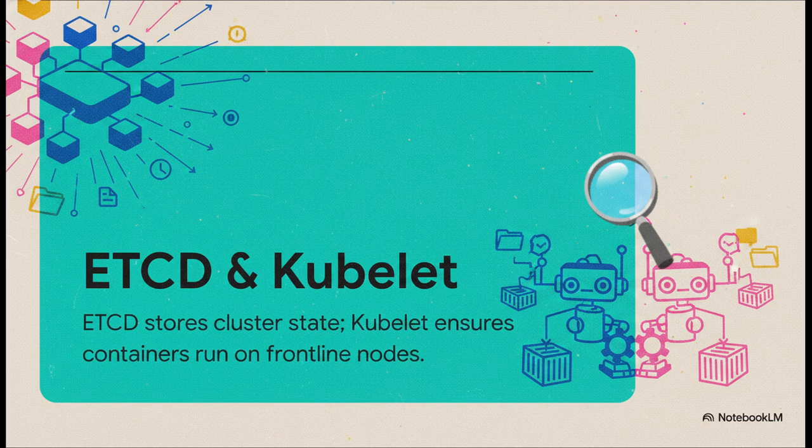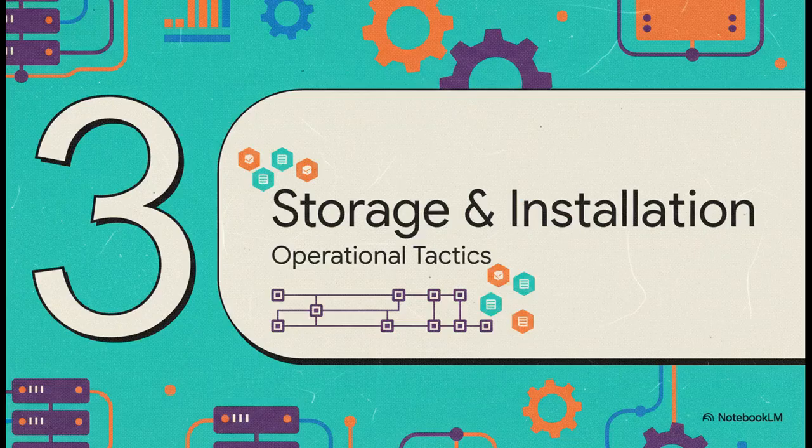Then, over on the front line, on the worker nodes, you've got the kubelet. The kubelet is basically your frontline manager. It takes orders from the API server and makes absolutely sure the necessary containers are actively running and healthy in their pods. All right, Section 3, storage and installation strategies.